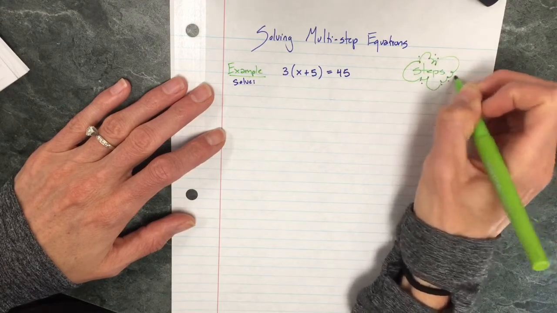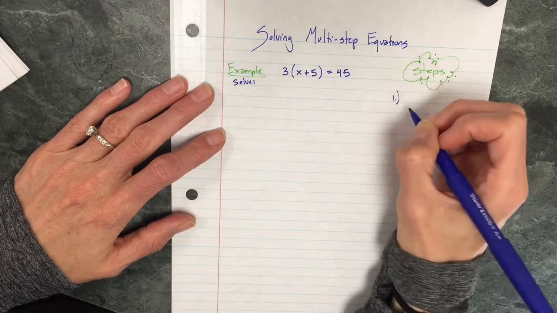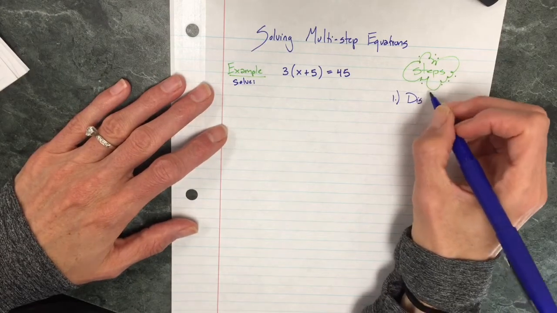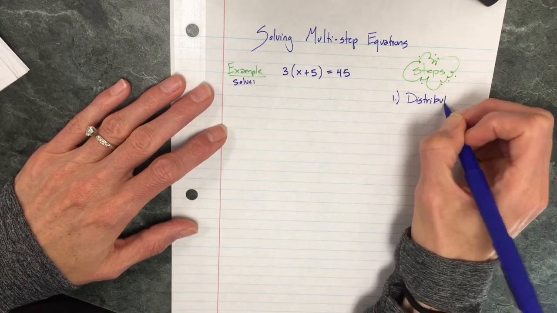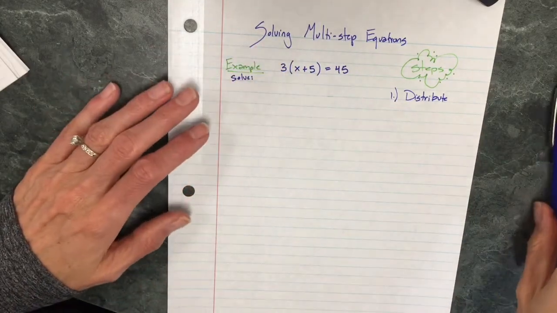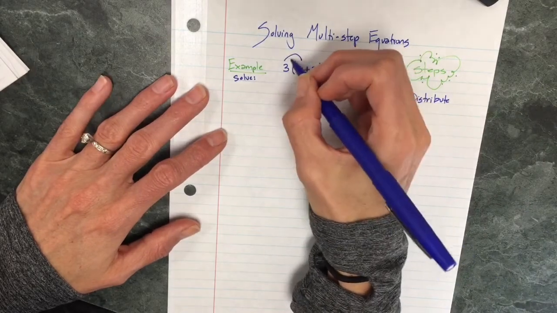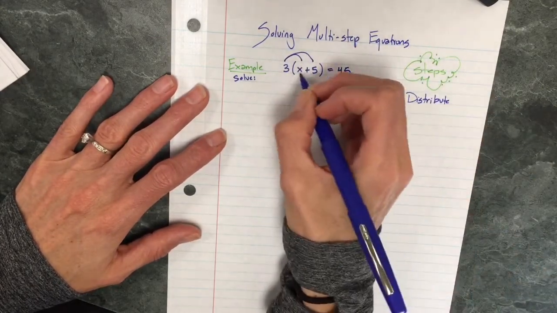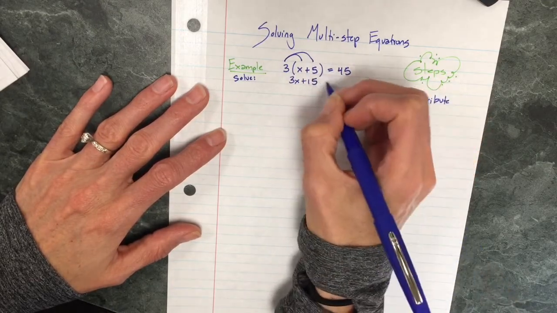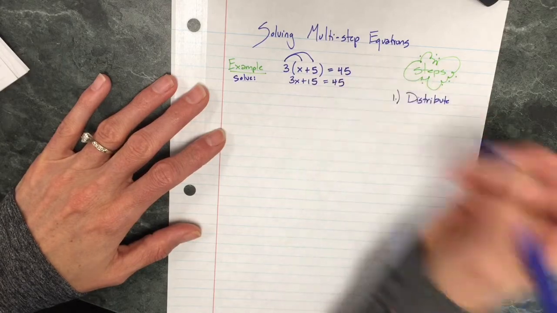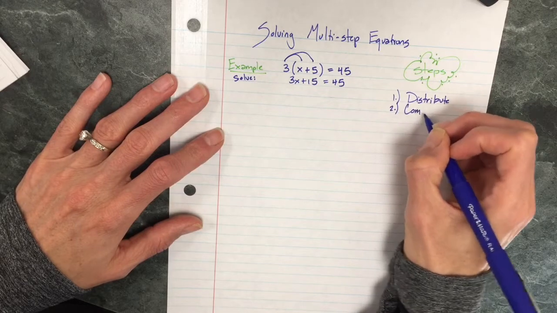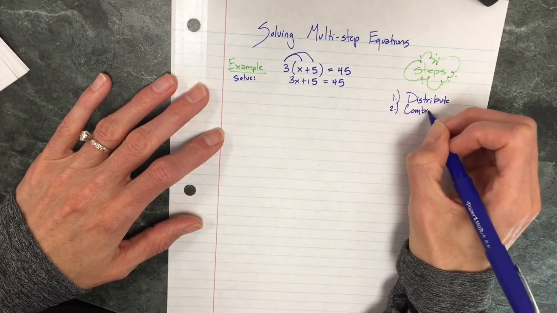Here's our steps. Step number 1, you're going to distribute. Just like when you're simplifying an expression, you would distribute first. When you are solving an equation, you also want to distribute first. Get rid of those parentheses. So let's do that. Distribute the 3 to the x and the 5. 3 times x is 3x. 3 times 5 is 15 equals 45.